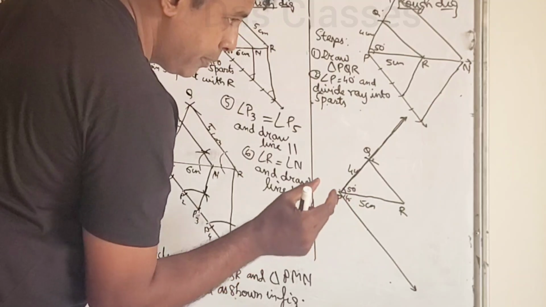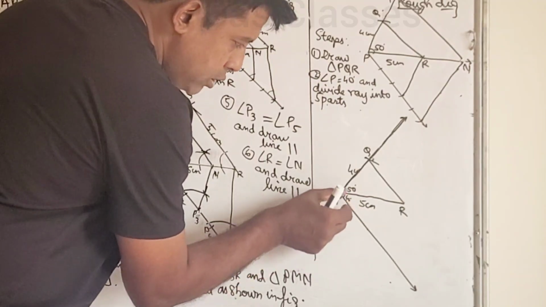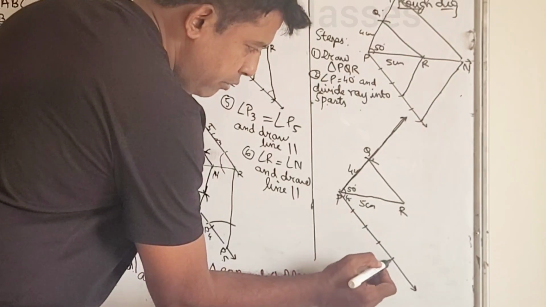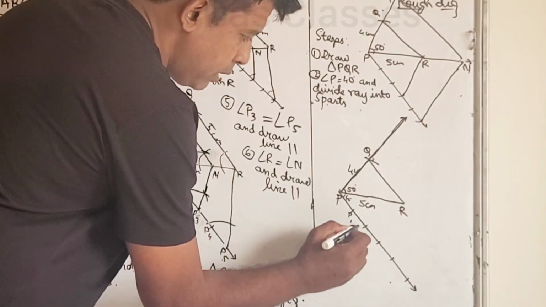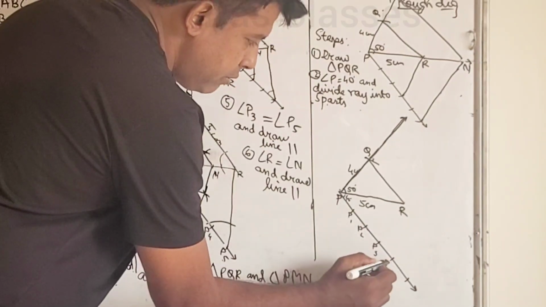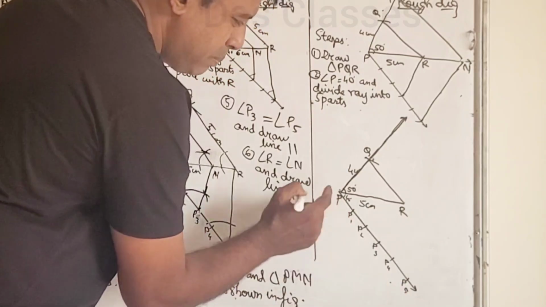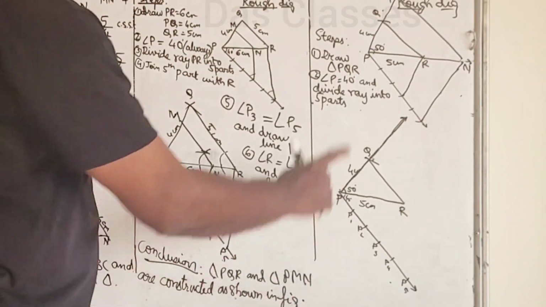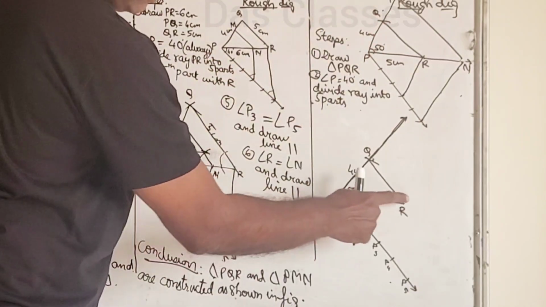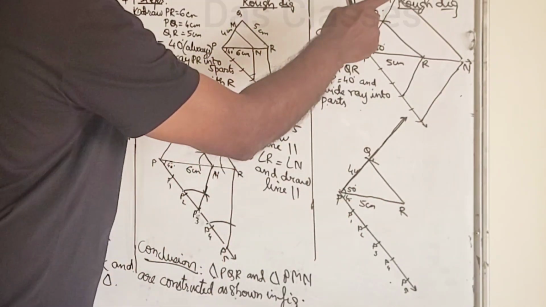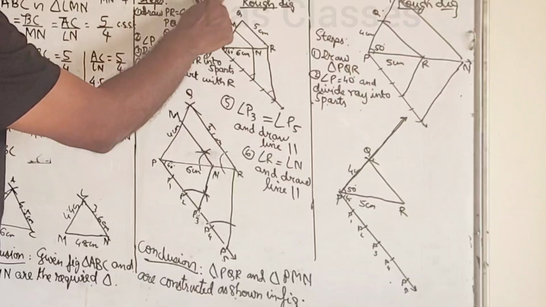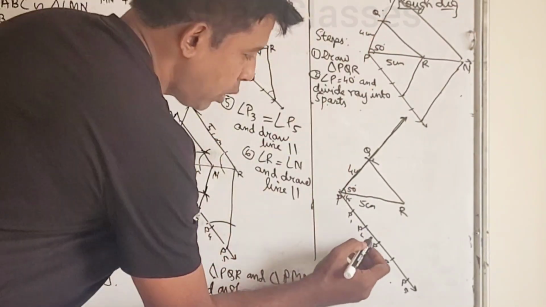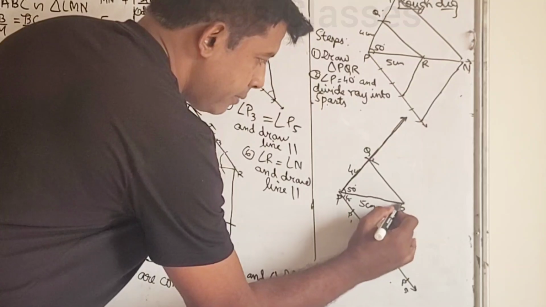Take the rounder and take any value and just go on marking. Not too small, not too big. 2, 3, 4, 5: P1, P2, P3, P4, P5. As this is P, I have written P1, P2, P3, P4 and P5. PR was 3, meaning the base which we have is equal to 3. In the previous sum, PR was equal to 5, so we joined it with 5 PR. But here PR is 3, so we'll join PR with 3.